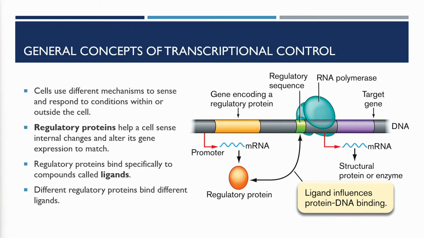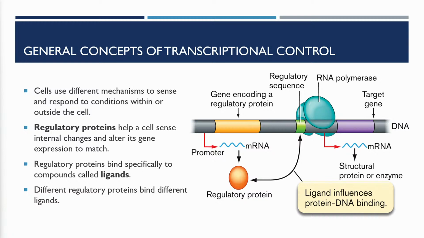So cells use different mechanisms to sense and respond to conditions within or outside the cell. A microbe needs to detect whether it's floating in a pond, whether it's in your GI tract, etc. And so it has to sense that environment. Once it senses that environment, the cell can then change the gene sets that it expresses to meet the needs for survival in that particular environment.